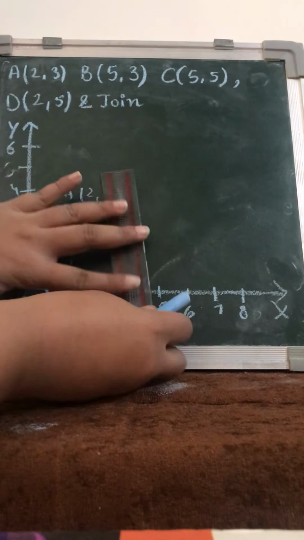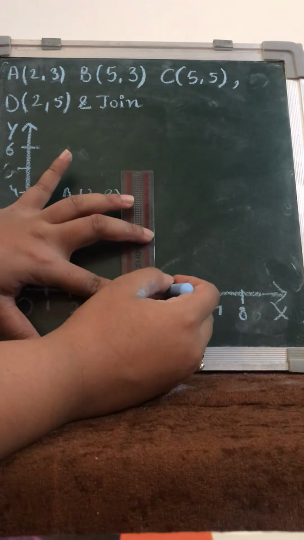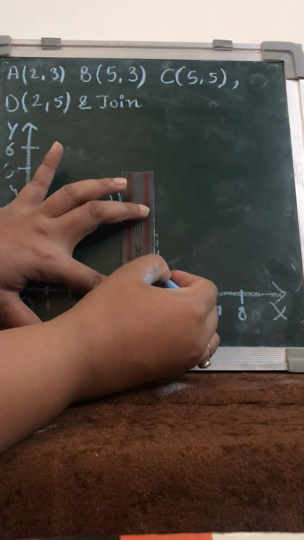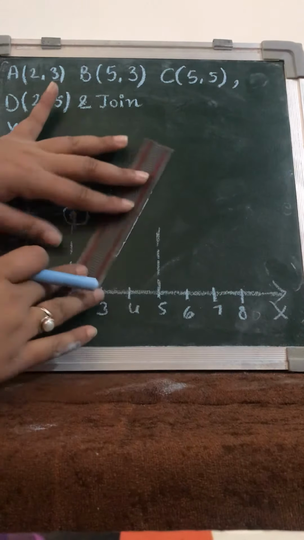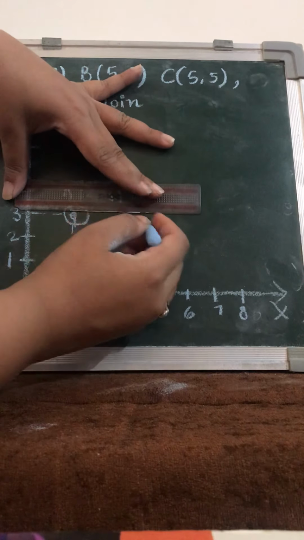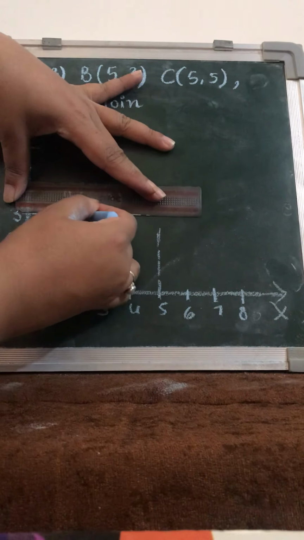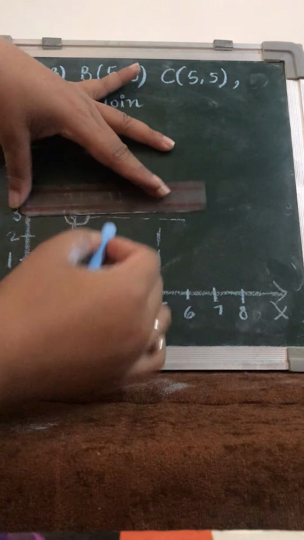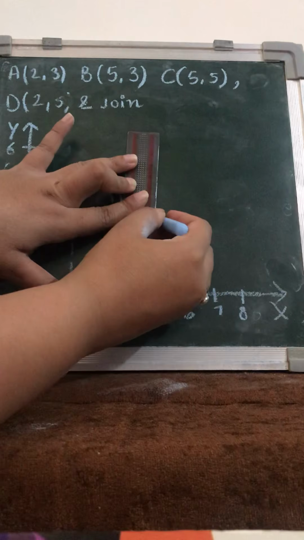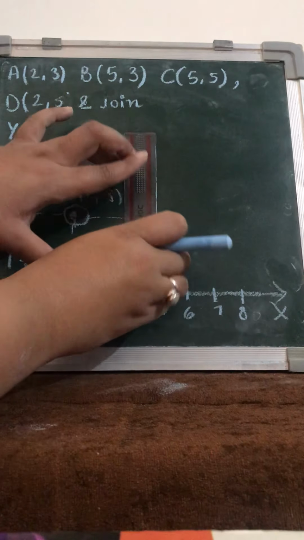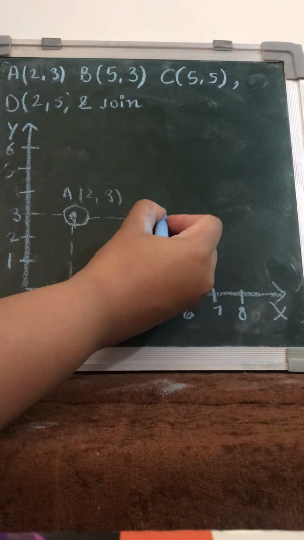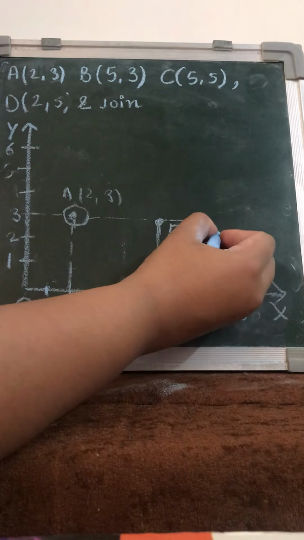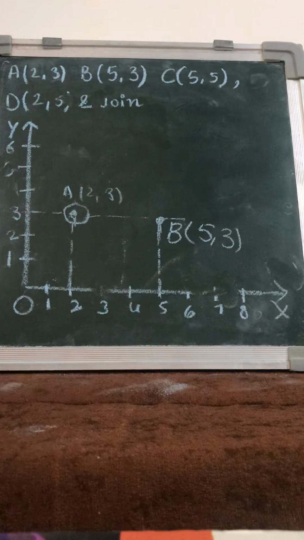So again I'll proceed. This is 5. Right. On the x-axis we are taking the value 5. And again on the y-axis the value is 3. So from here 3 I'll move. Keep the scale straight, son. Okay? So at the point of intersection, this point is B and I'll write the coordinates along. The coordinates are (5, 3).